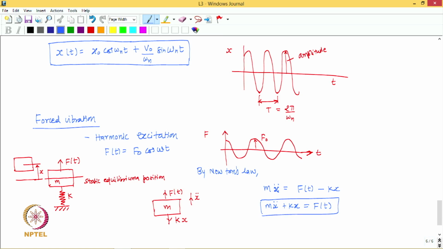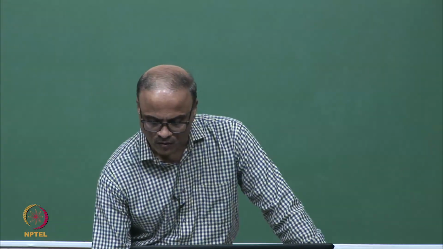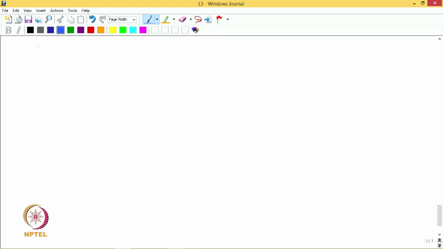Now we see that on the right hand side it is no longer 0 as we got in the free vibration case. It is a non-zero term, and it is not dependent on x, and hence the system is now a second order ordinary differential equation. It is linear, but now it is inhomogeneous. So, let us now see how we can solve this equation.